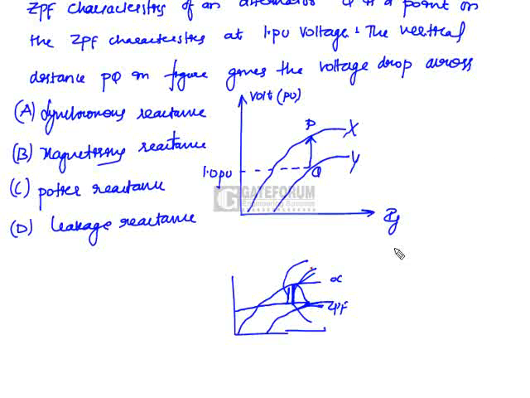Okay, if you follow the true characteristics of ZPF and OCC, you will get these answers. Okay, this is not leakage or Potier. Since this is perpendicular to the x-axis and parallel to the y-axis, what does it mean? That is nothing but the magnetizing reactance. So option B is the correct answer.